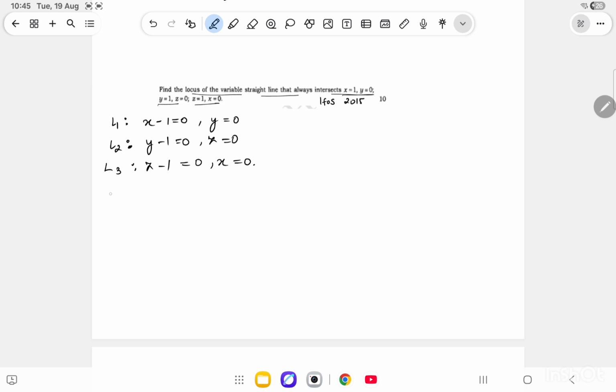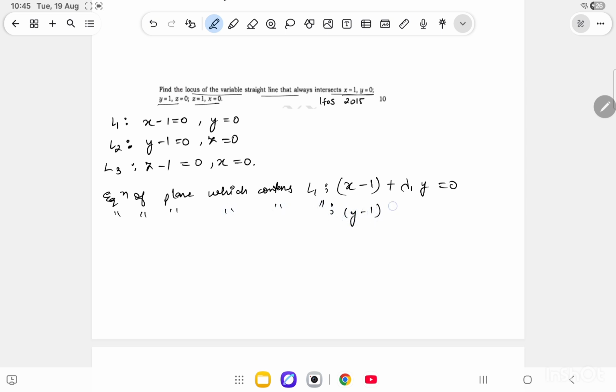So I can find a plane which passes via line L1. So the equation of the plane which contains L1 will be somewhat like x minus 1 plus, let's say, lambda 1 y equals to 0. Likewise, the equation of the plane which contains L2 will be y minus 1 plus lambda 2 into z equals to 0. Similarly, the equation of the plane which contains L3 will be z minus 1 plus lambda 3 into x equals to 0.